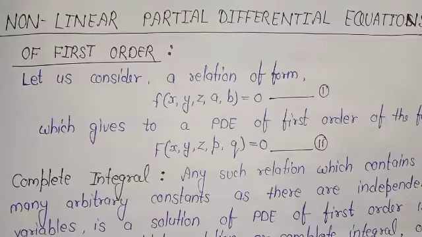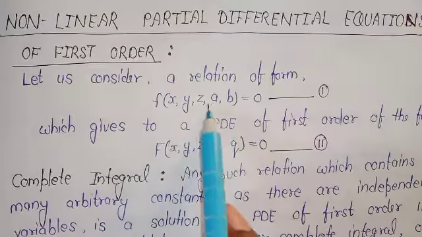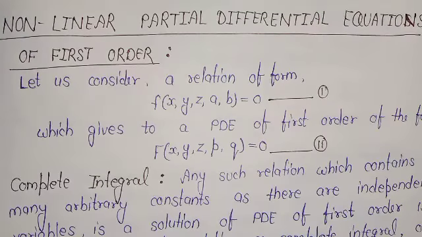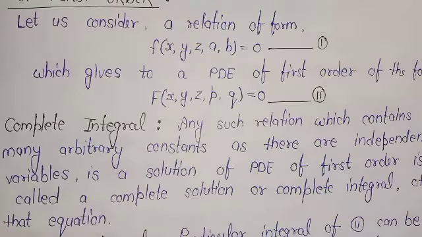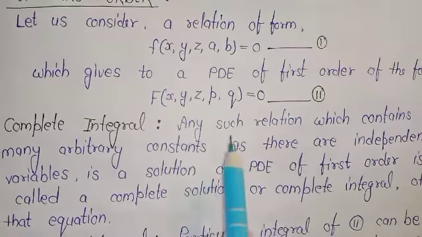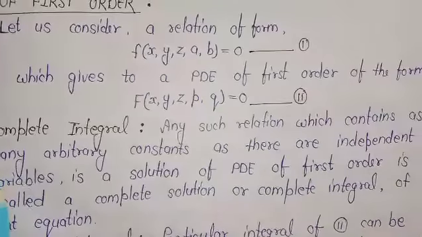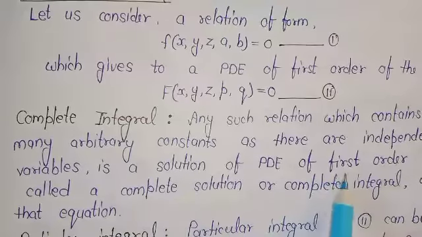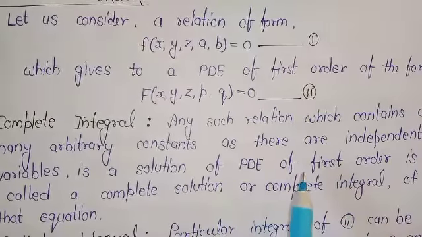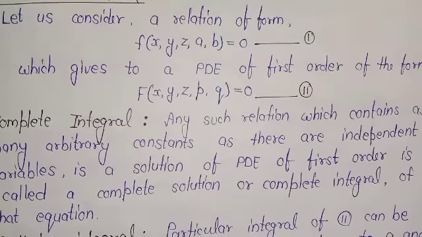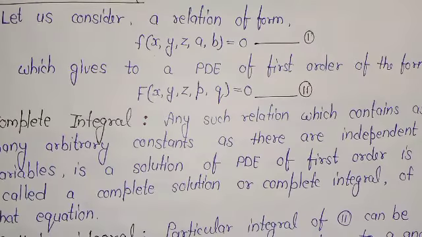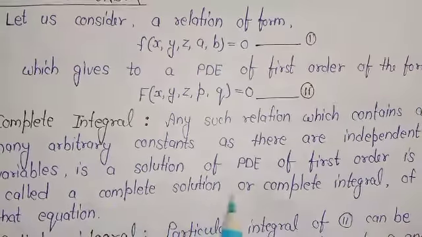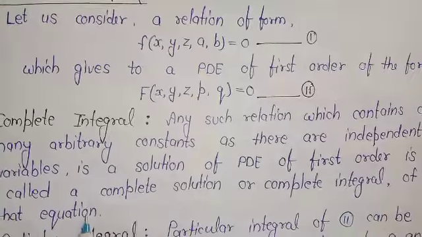Today we will discuss the different types of integral that are obtained from this equation, and those are complete integral, particular integral, singular integral, and general integral. In that series, firstly we will discuss what a complete integral is. Any such relation which contains as many arbitrary constants as there are independent variables is a solution of a PDE of first order. That was the note point in the previous lecture, that is, if the number of independent variables is equal to the number of arbitrary constants in any equation, then that equation is a PDE of first order, and that is called a complete solution or complete integral of that equation.